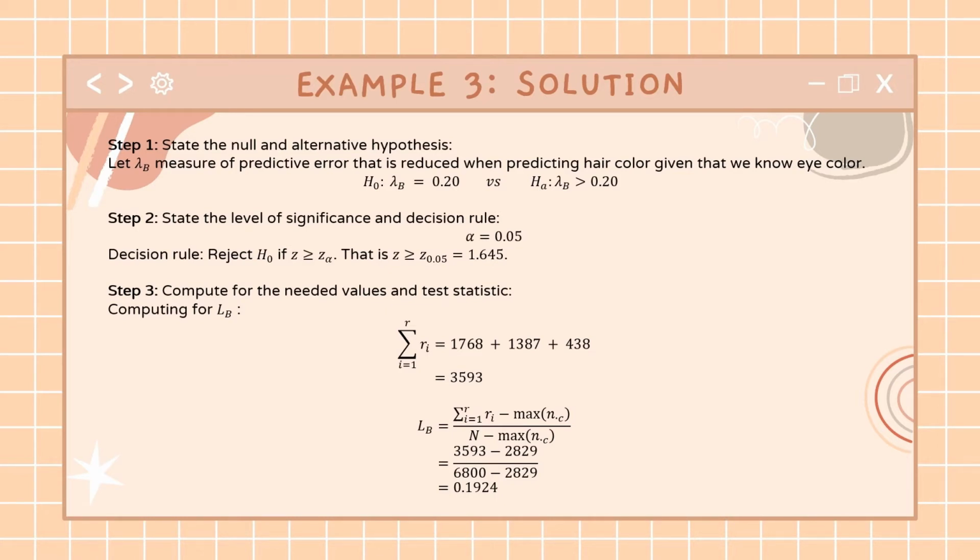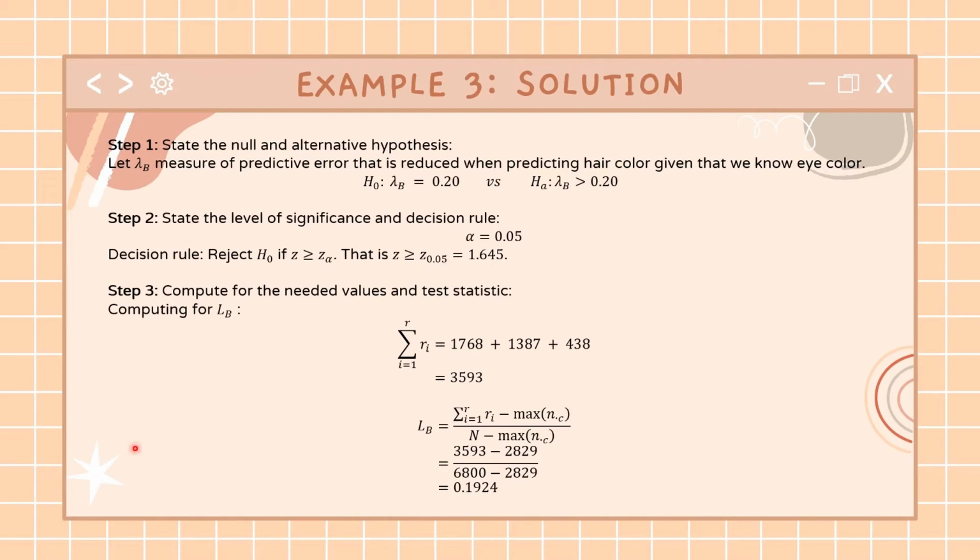Stating the null and alternative hypothesis, let lambda of B be the measure of predictive error that is reduced when predicting hair color, given that we know eye color. So we have the null hypothesis to be lambda of b is equal to 0.20, versus the alternative that lambda of b is greater than 0.20. We state the level of significance and decision rule. At alpha 0.05, we reject h null if z is greater than or equal to z of alpha. That is, we reject h null if z is greater than or equal to 1.645.